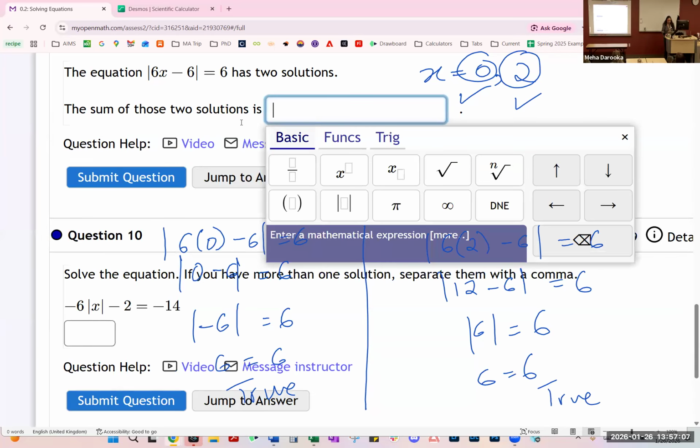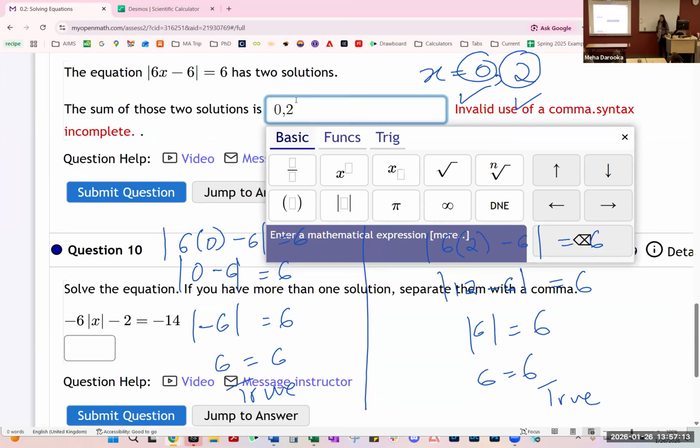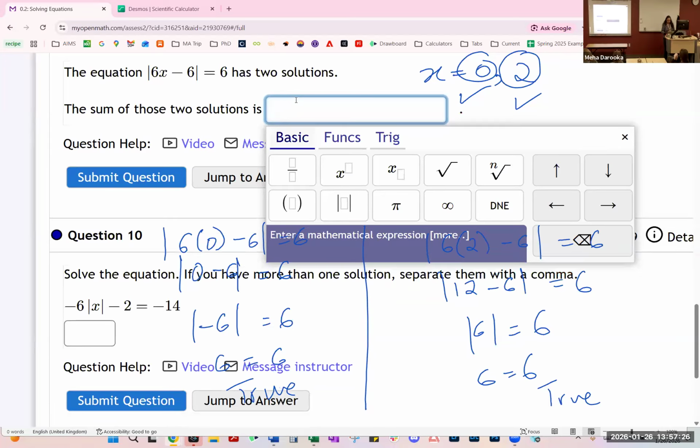And they didn't really give us any instructions. So I'm just going to try separating the two answers by using a comma. There's no space between the two numbers, just a comma, and it looks like it's saying invalid use of comma, syntax incomplete. Okay, so that's not working. Oh, sorry, it's saying the sum of two solutions. Okay, I did not read that part.